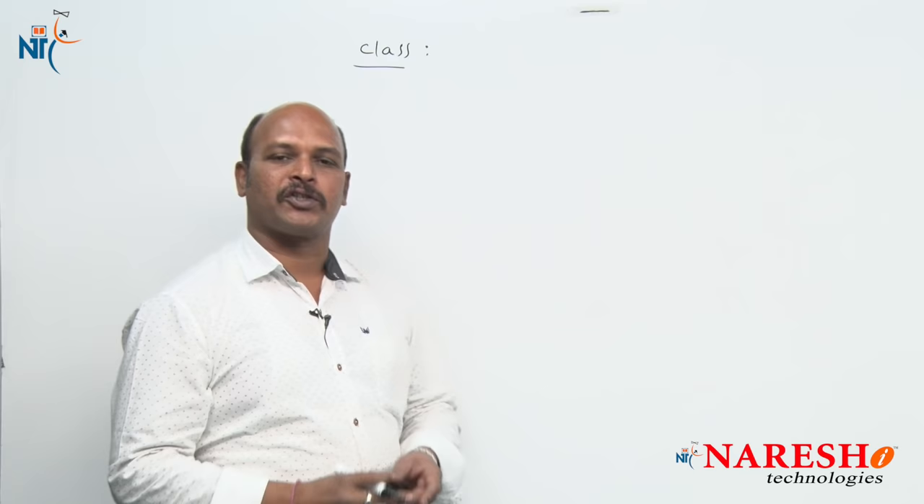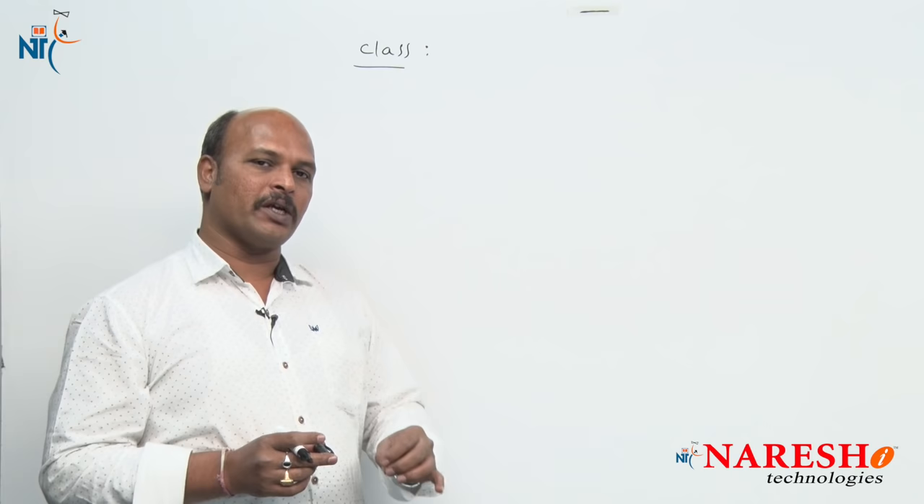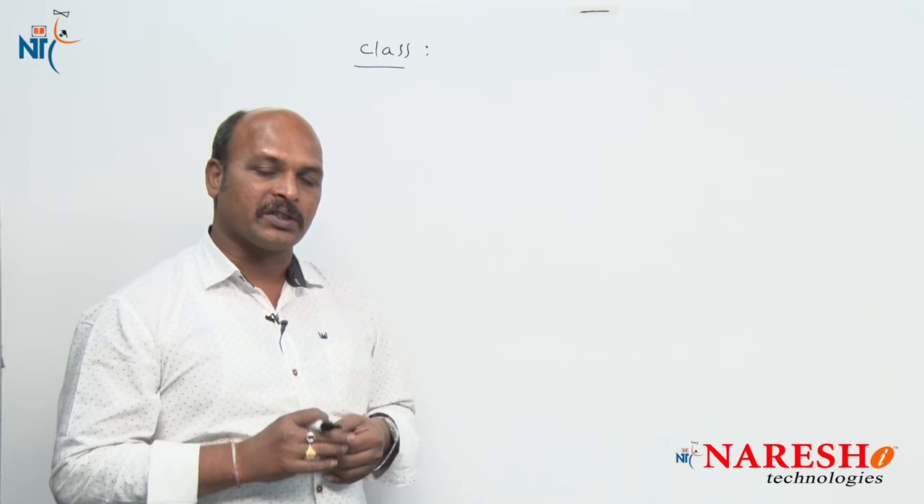Class is the extension of C structure, and the major difference between C structure and C++ class is that a C structure allows only variables inside the structure, which are called structure members. But a C++ class allows both variables and functions, which are called member functions.